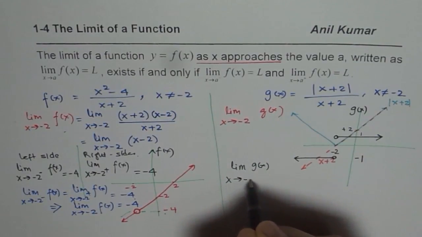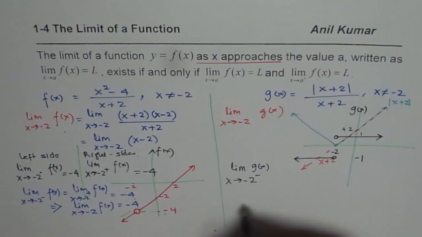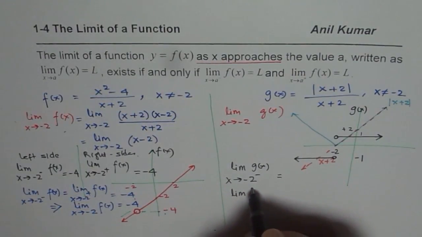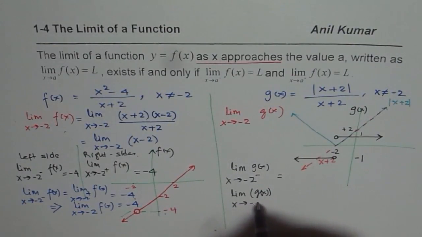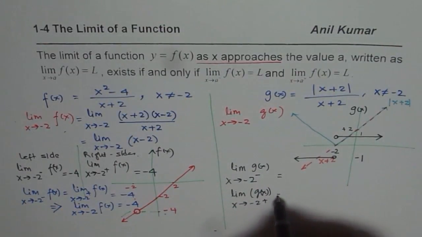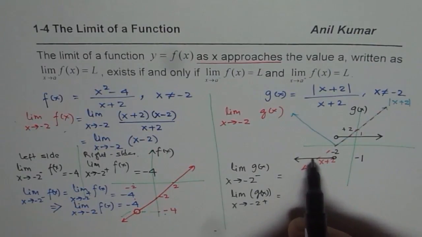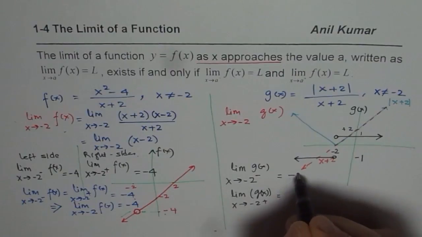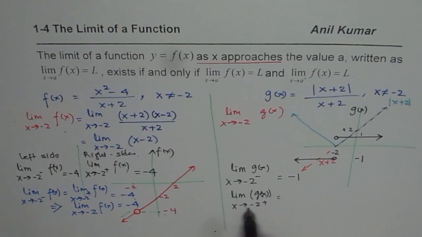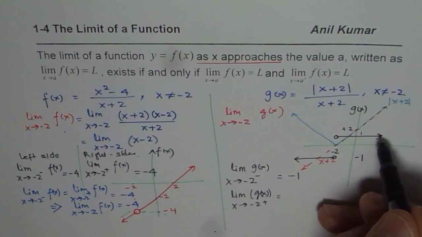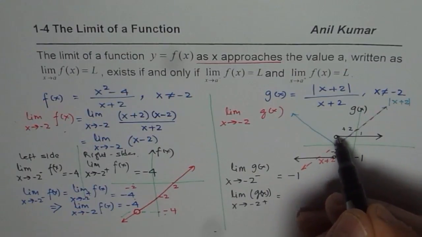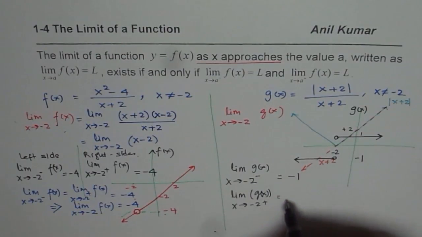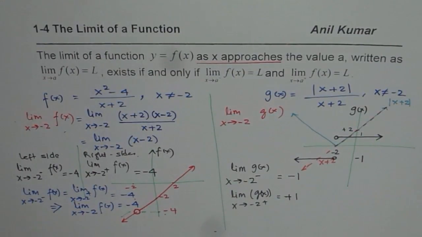Now if you observe here, can you write down what is the limit of g of x as x approaches minus 2, but from the negative side? I would like you to write this. Similarly, write down what is the value of the limit of g of x, okay, when x approaches minus 2 from the positive side. So if I'm approaching from the negative side, that means I'm on this line and I'm approaching minus 1. So this value is minus 1. But when I'm approaching minus 2 from the right side, I'm traveling along this path, so I'm approaching the value plus 1. So here we are approaching plus 1.